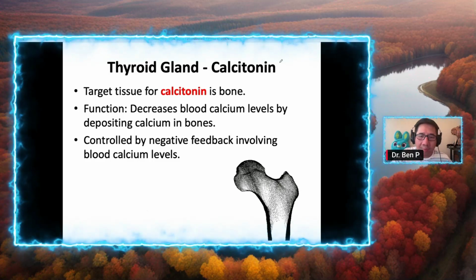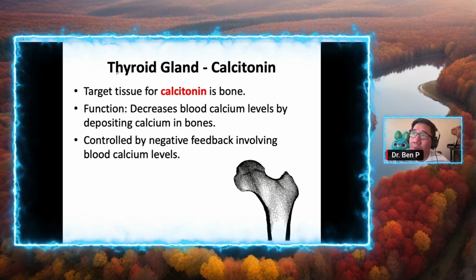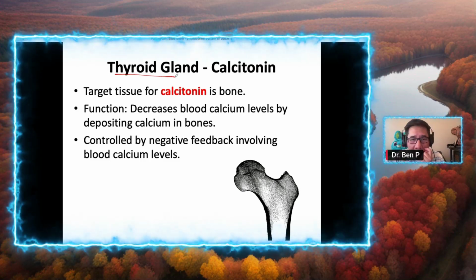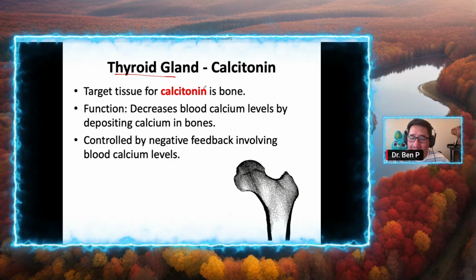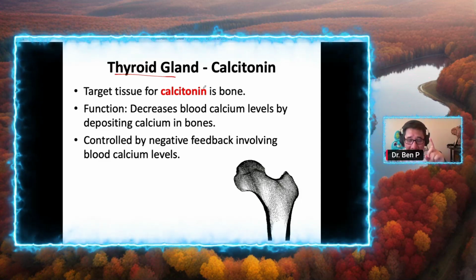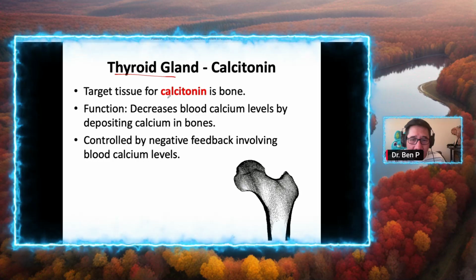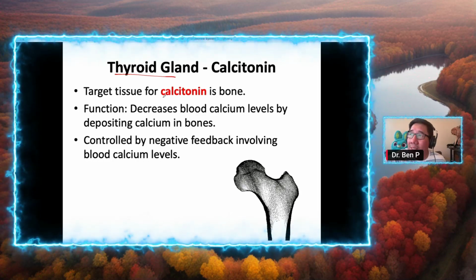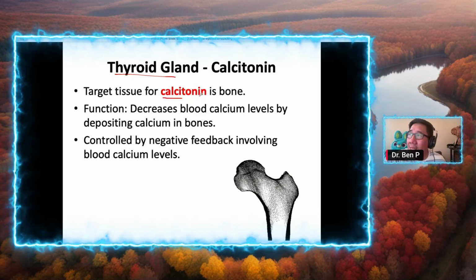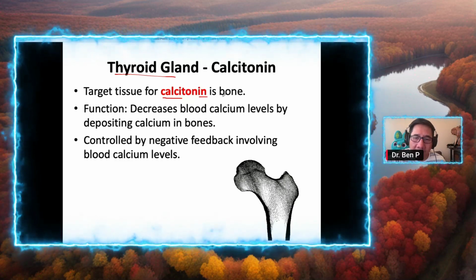Another hormone that people often forget that your thyroid gland produces is called calcitonin. Under the thyroid gland, you have T3, T4, and the next one you want to write down is calcitonin. What is calcitonin? Calcitonin is calcium into the bone.